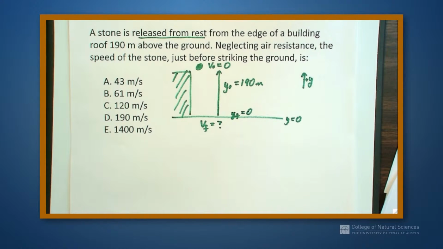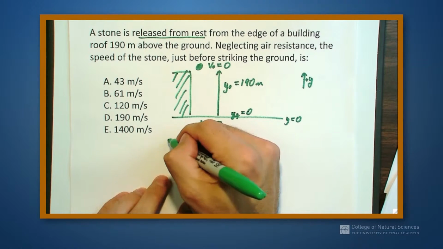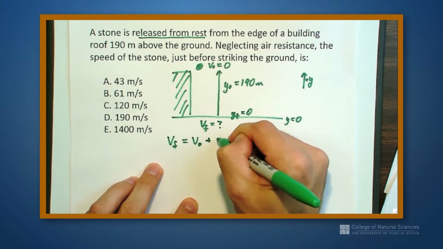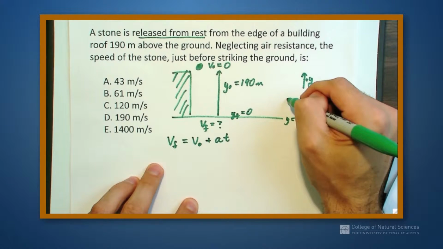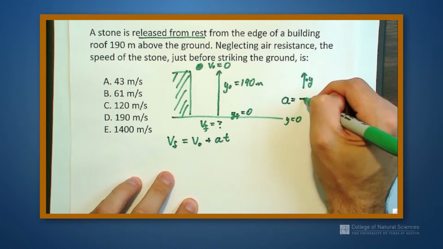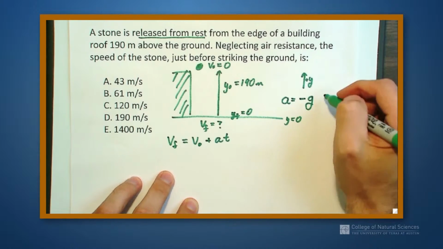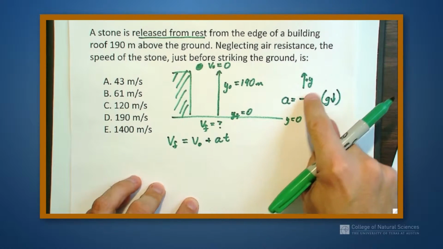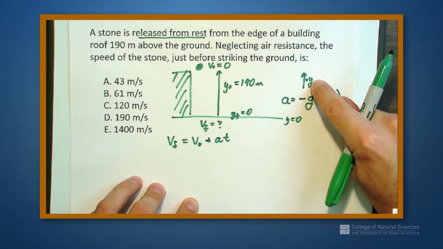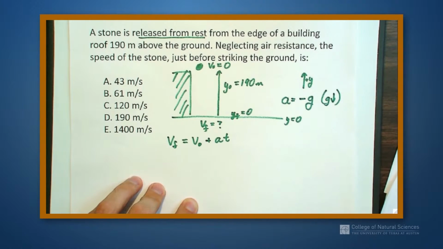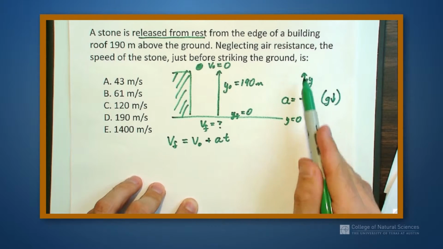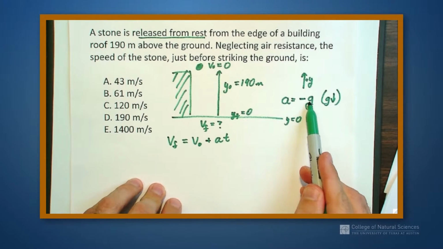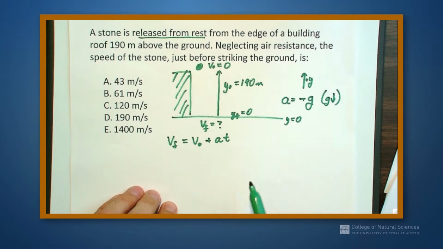So I'm going to look and see, I really want to use the equation v final is equal to v initial plus at. My acceleration is equal to minus g in this case. This is g in the downward direction. Minus sign, it's opposite of my coordinate. My coordinate points up as positive. Gravity points down. The acceleration due to gravity points down, so the minus sign comes in there.